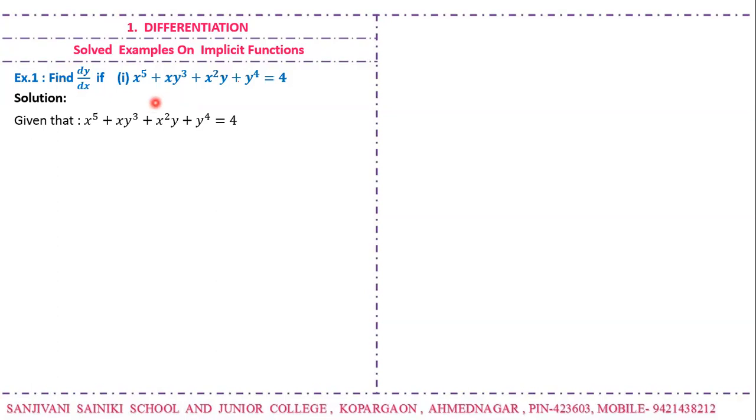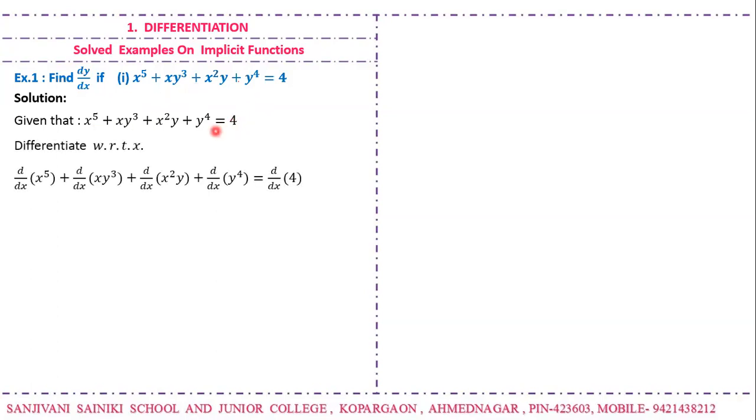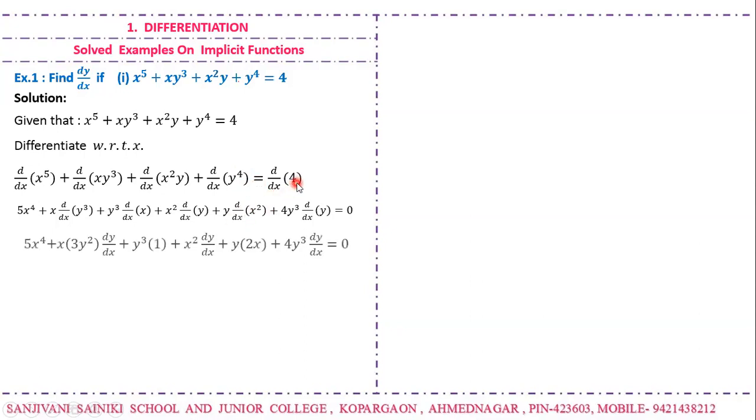Now how to differentiate the implicit function? Take the derivative on both sides, differentiating with respect to x. Each term will be differentiated with respect to x. Here the derivative of x raised to 5 is 5x raised to 4. Then for x y cube, x is as it is, times the derivative of y cube, plus y cube as it is, times the derivative of x. As there is a product of two functions, we have to use the product rule. Similarly here also there is a product of two functions, so we use the product rule. The derivative of y raised to 4 with respect to x is 4y raised to 3 dy by dx, and 4 is a constant, its derivative is 0.